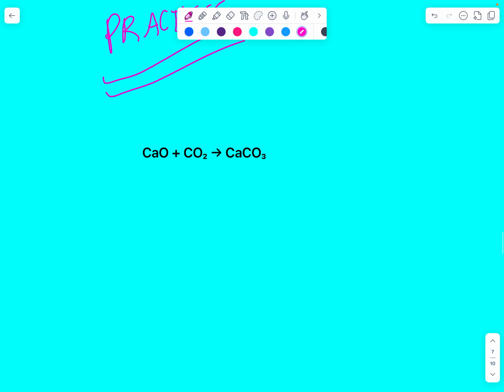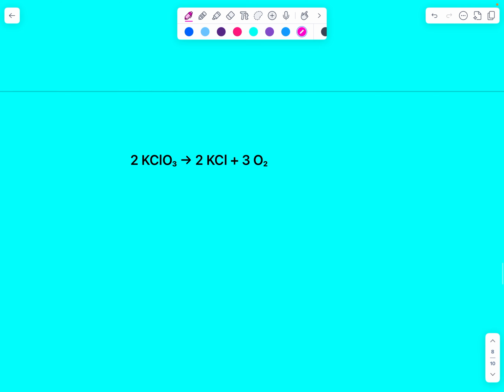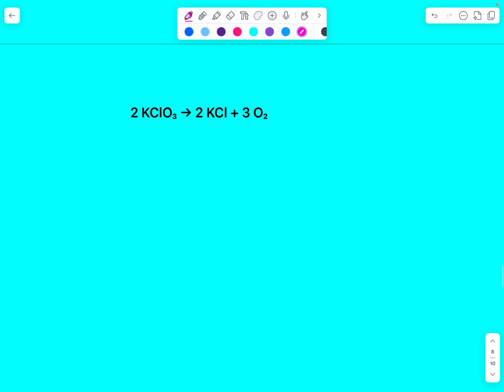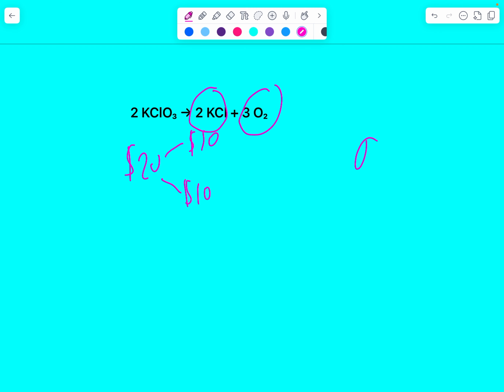What do you guys think this one is? You got one thing and another thing forming one whole compound. Synthesis. Hopefully you said that. Next, you have 2KClO3 breaking into two smaller things. You got 20 bucks becoming, I don't know, a $10 bill and then another $10 bill. You have two things forming. Decomposition.